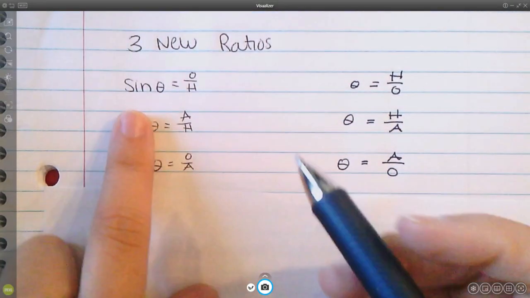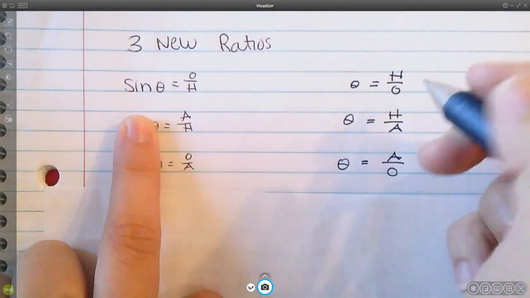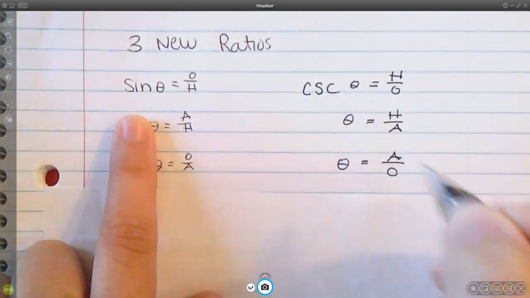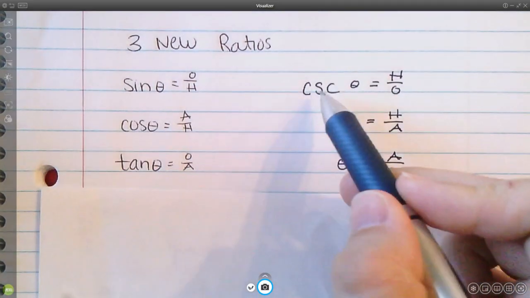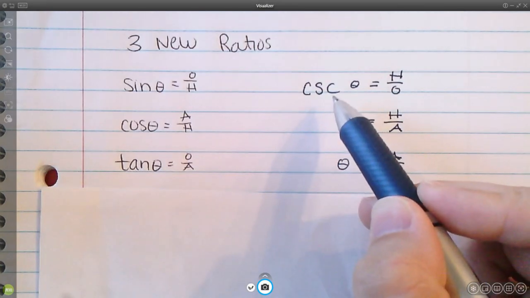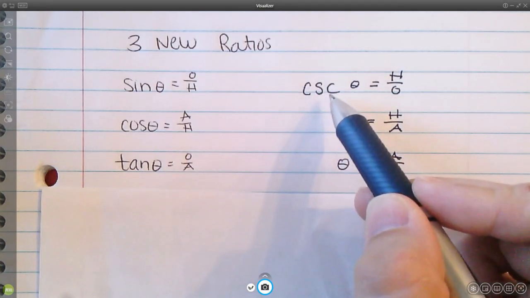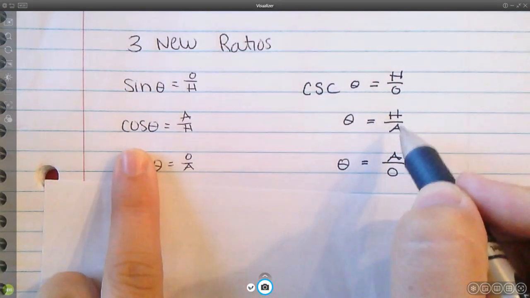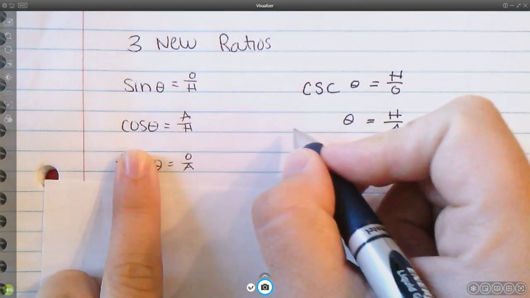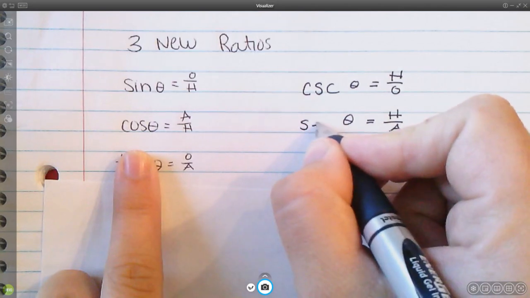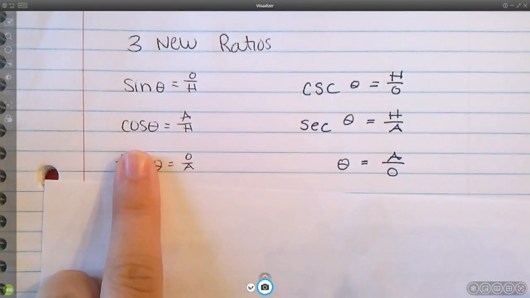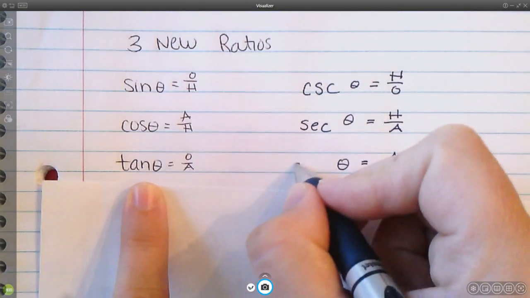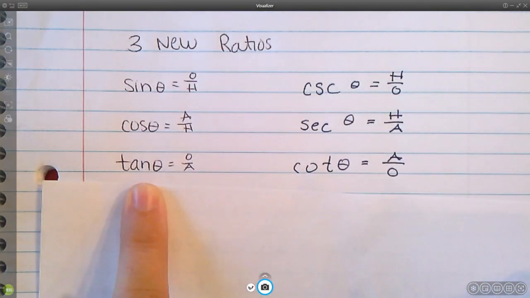All right, the one that goes with sine, so the opposite of sine, is called cosecant. You say it's CSC, but it's short for cosecant. The one that's opposite of cosine, hypotenuse over adjacent, is secant, which is shortened with SEC. And the opposite of tangent is going to be cotangent.